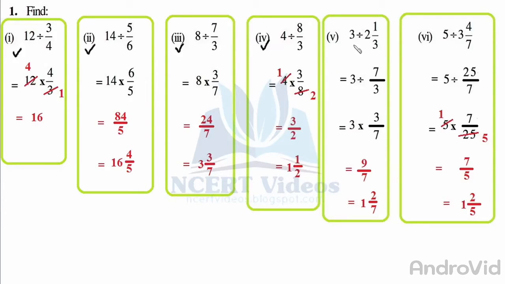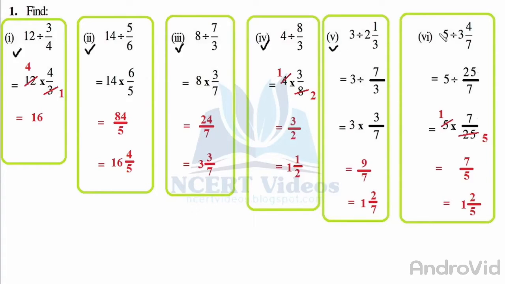Fifth, 3 divided by, we got to make it to a fraction, 7 over 3. Now 3 into, flip it, 3 over 7. Now 3 3s are 9 over 7. Now 7 1s are 7, 2 is remainder and 7.